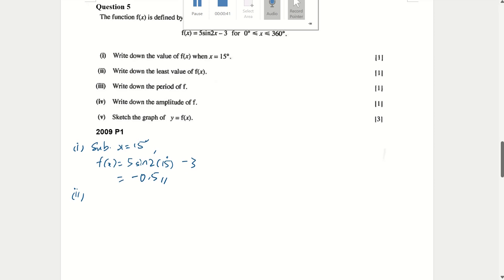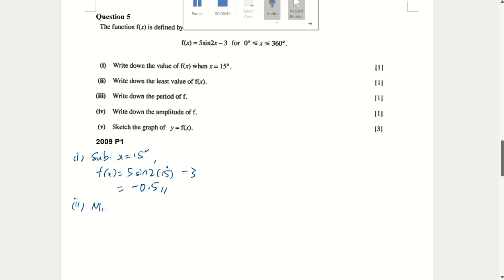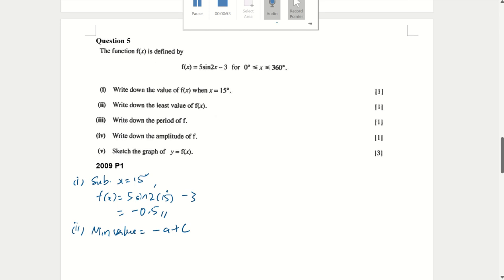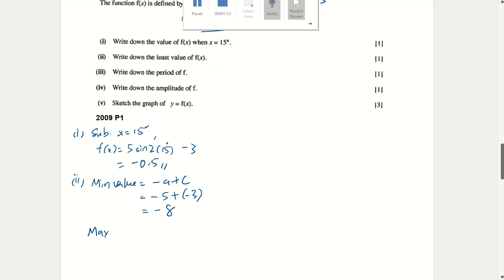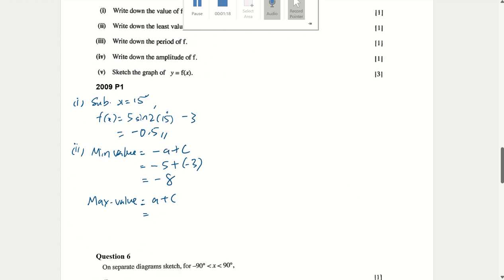Okay, write down the least value. The minimum or the least value is negative a plus c. What is a, what is b, what is c? Looking at the function, I know that a equals 5, b equals 2, and c equals negative 3. So knowing a is 5, it's negative 5, and c is negative 3, so the minimum value is negative 8. In fact, if I ask you to find the maximum value, you just take a plus c, which in this case is 5 plus negative 3, which is 2.